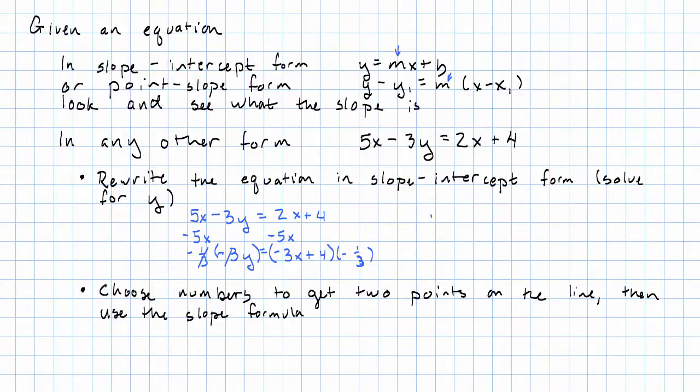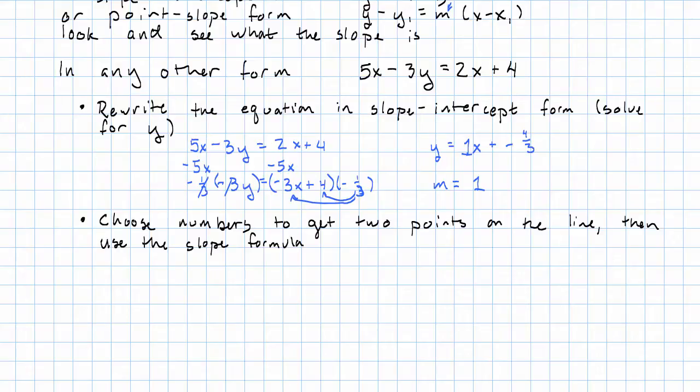On the left, we're just left with y. On the right, we distribute, and we get x plus negative 4/3. What's the slope here? I don't see a coefficient of x, so it must invisibly be 1. My slope is 1. Okay, so that's the first method. The second method better give me the same answer.